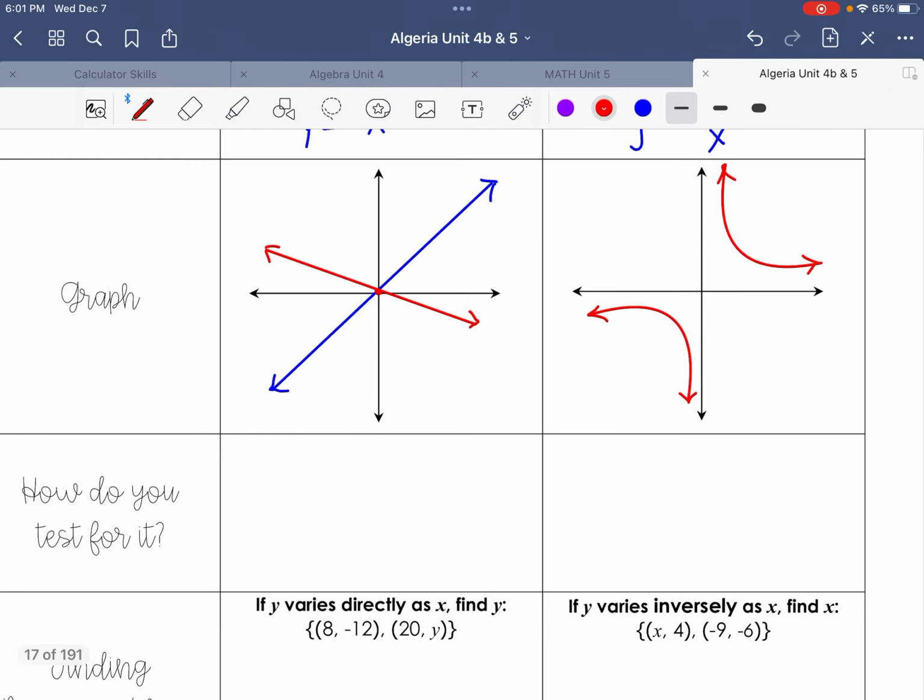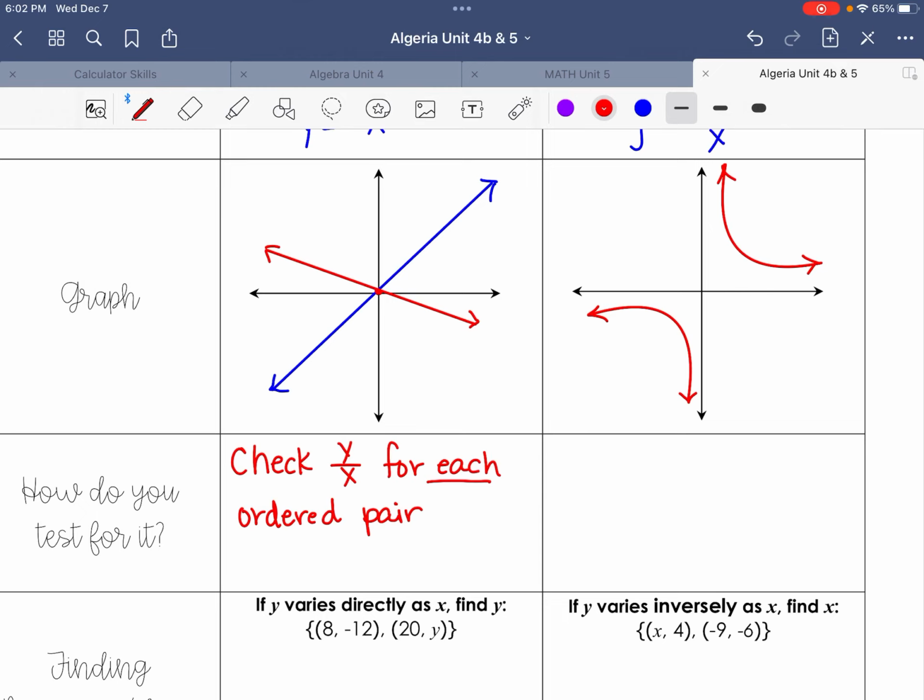So how do you test for it? If you're testing to see if it's direct variation, you need to do one and only one thing. You need to check y divided by x for each ordered pair. So if you're checking for direct variation, you divide every y by its x for every ordered pair. Check all of them, don't just check 1 or 2.